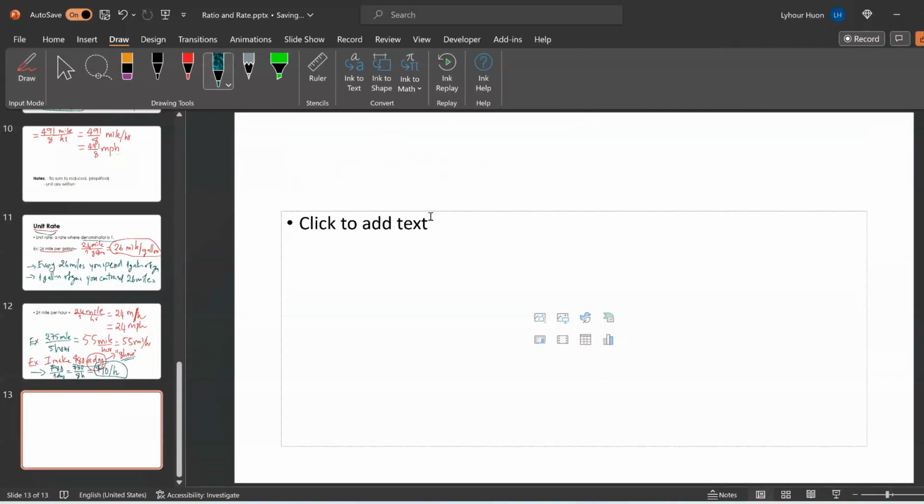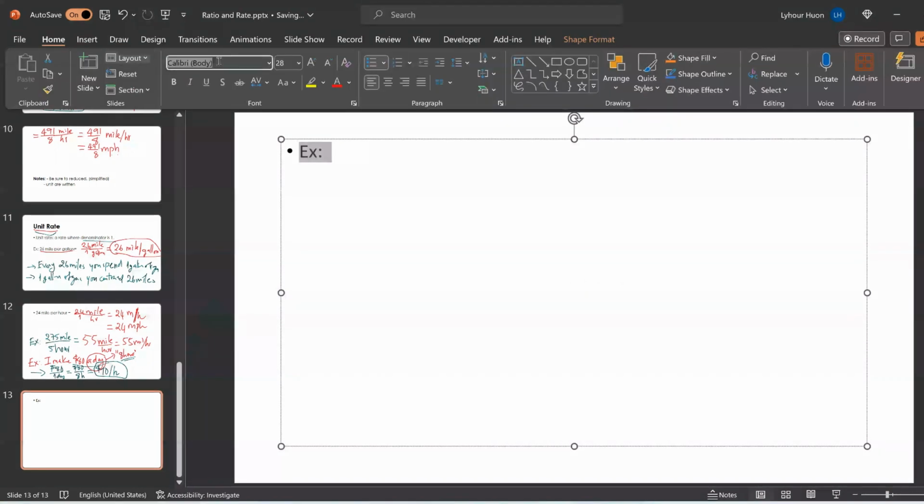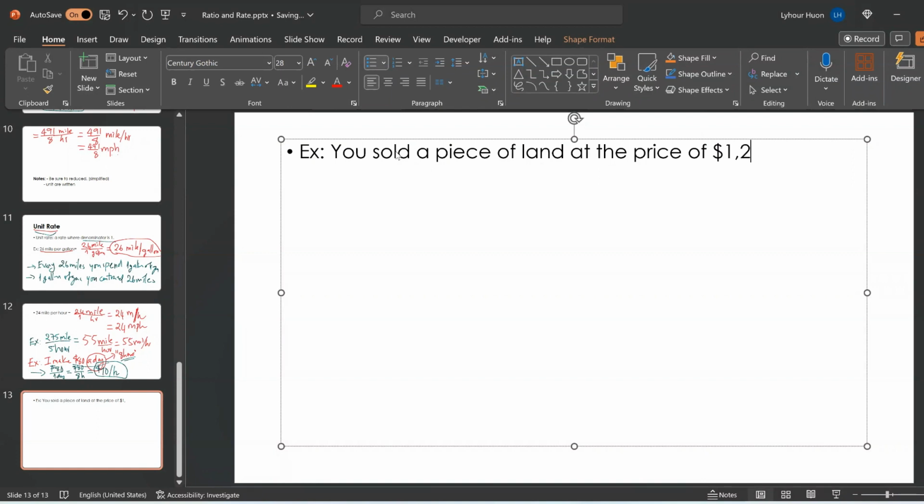Okay, so let's give another example for you. Example, you sold a piece of land at the price of $1,200,000 for 1.5 hectare of land. What is the unit price?